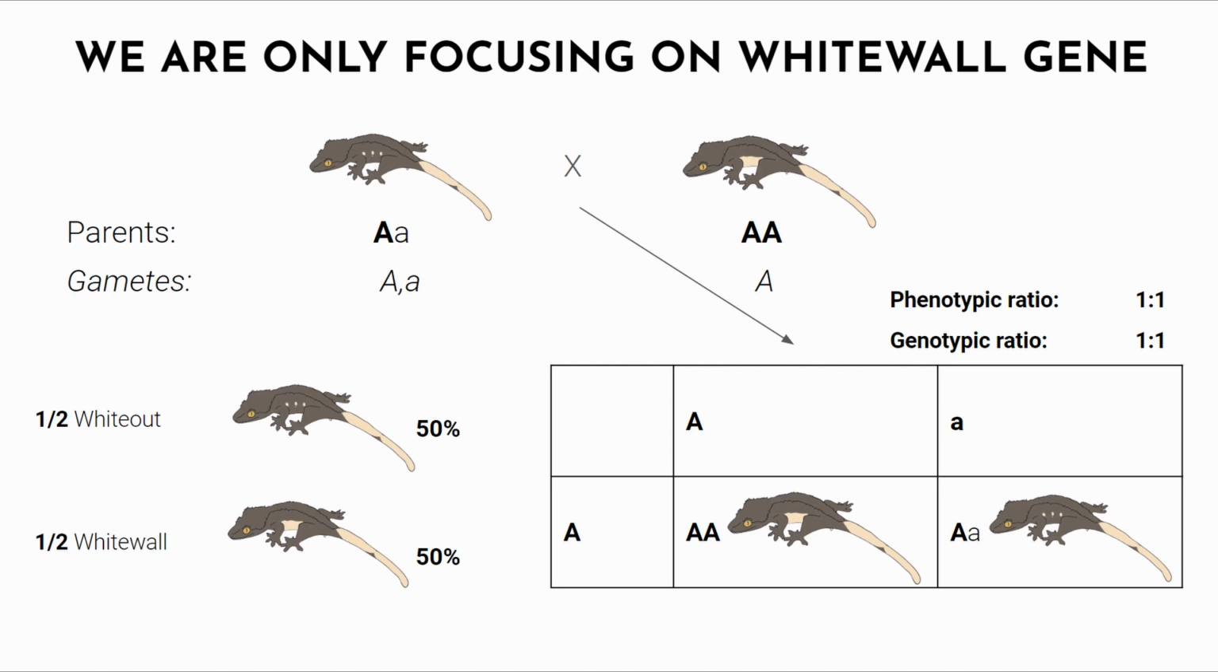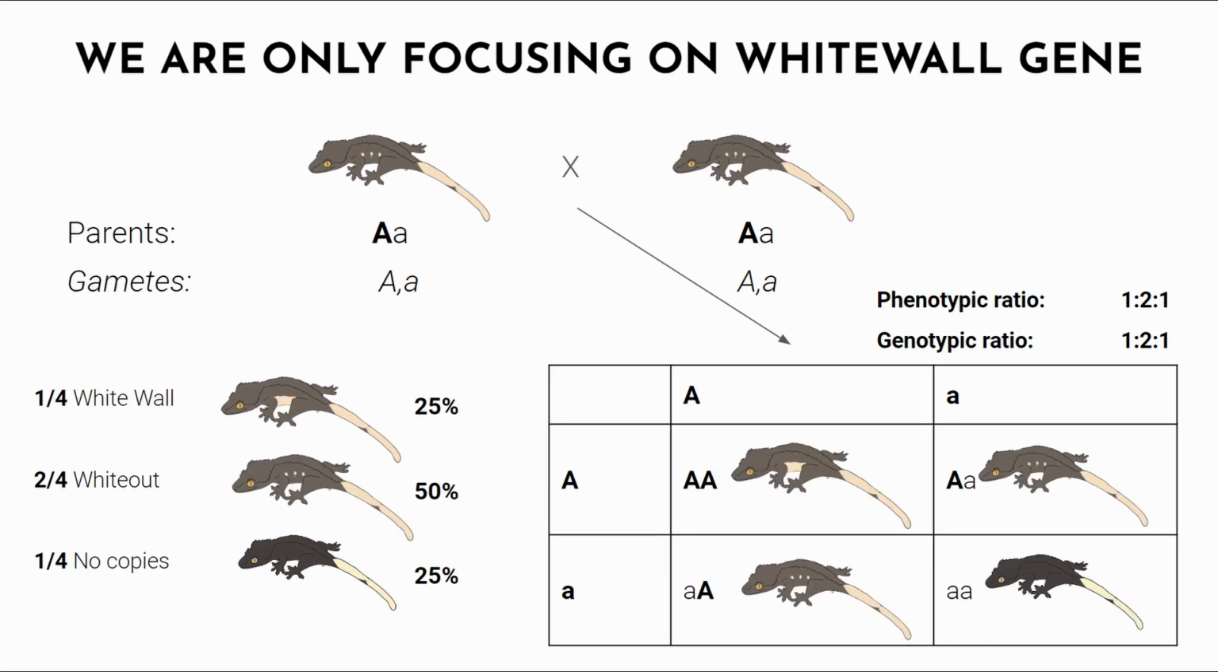When we cross a heterozygous, so a whiteout, to a homozygous dominant, so a white wall, we have half of the kids whiteout and half of the kids white wall. This is because the gametes that are being passed on are big A and small a from the whiteout parent and only big A from the white wall parent. Therefore, the possible combinations are big A, big A and big A, small a. Big A would be the white wall and big A, small a would be the whiteout. Again, since there are only 2 possible combinations, half of the kids are going to be whiteout and half of the kids are going to be white wall.